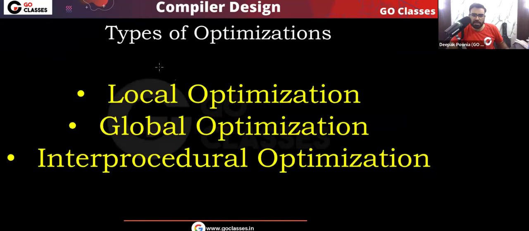Now let me tell you another classification of optimizations. We have already seen that optimizations, or I can say analysis, we can divide into two classes: one is data flow analysis, another is control flow analysis. But there is another classification of the analysis. We can classify the optimizations into three types: local optimization, global optimization, and interprocedural optimization. Let's understand all of them one by one.